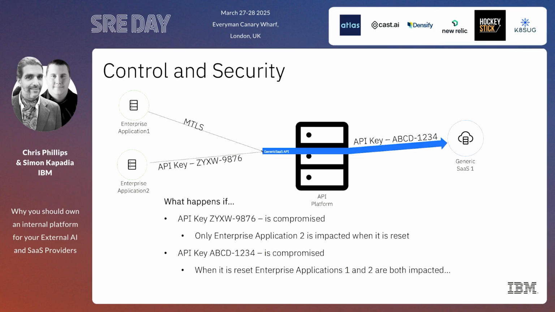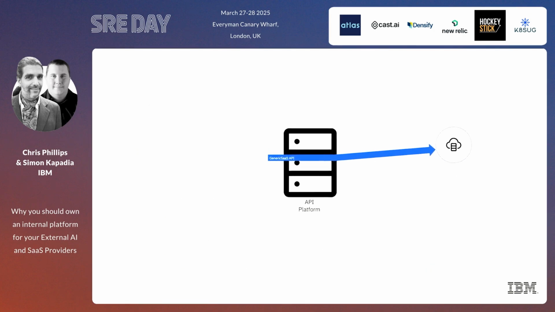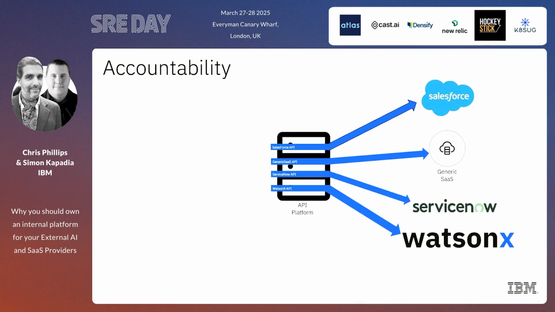We don't have to distribute it to all of the enterprise applications that need to call that external system. Yeah. So the advantage of that should be pretty clear. You only have to update here, and it only affects that relationship. So I'll pass it back over to Chris to talk a little bit more about accountability.